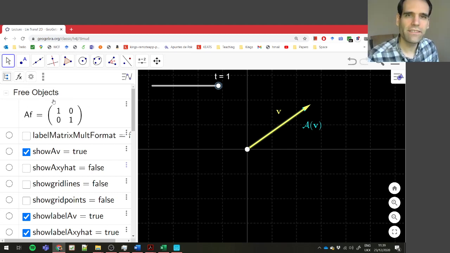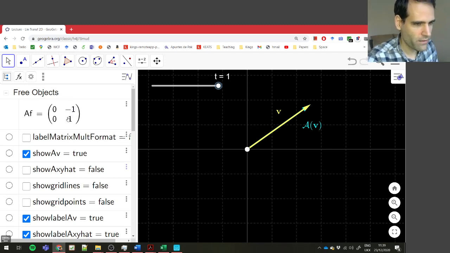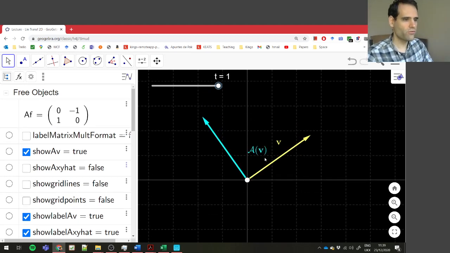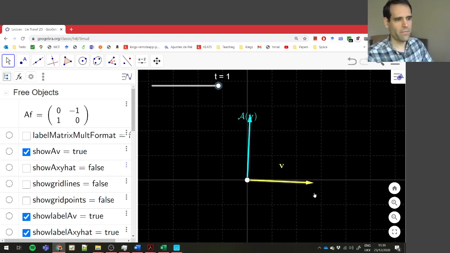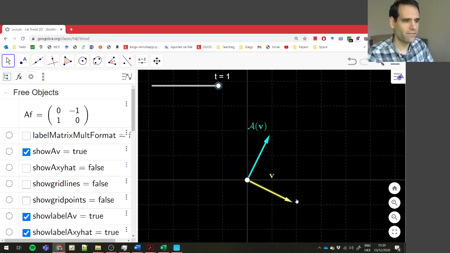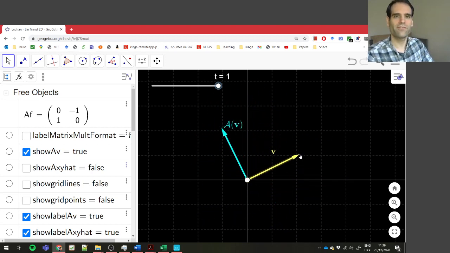So let's write the matrix that we just found. So the matrix was 0, minus 1, 1, 0. And I hit enter, bam. And now this code shows me what the transformed version of vector v looks like. And as you can see, this is a matrix which rotates vector v 90 degrees anti-clockwise, as we expected. Yeah? So no matter which vector I choose, I get this transformation. Excellent.